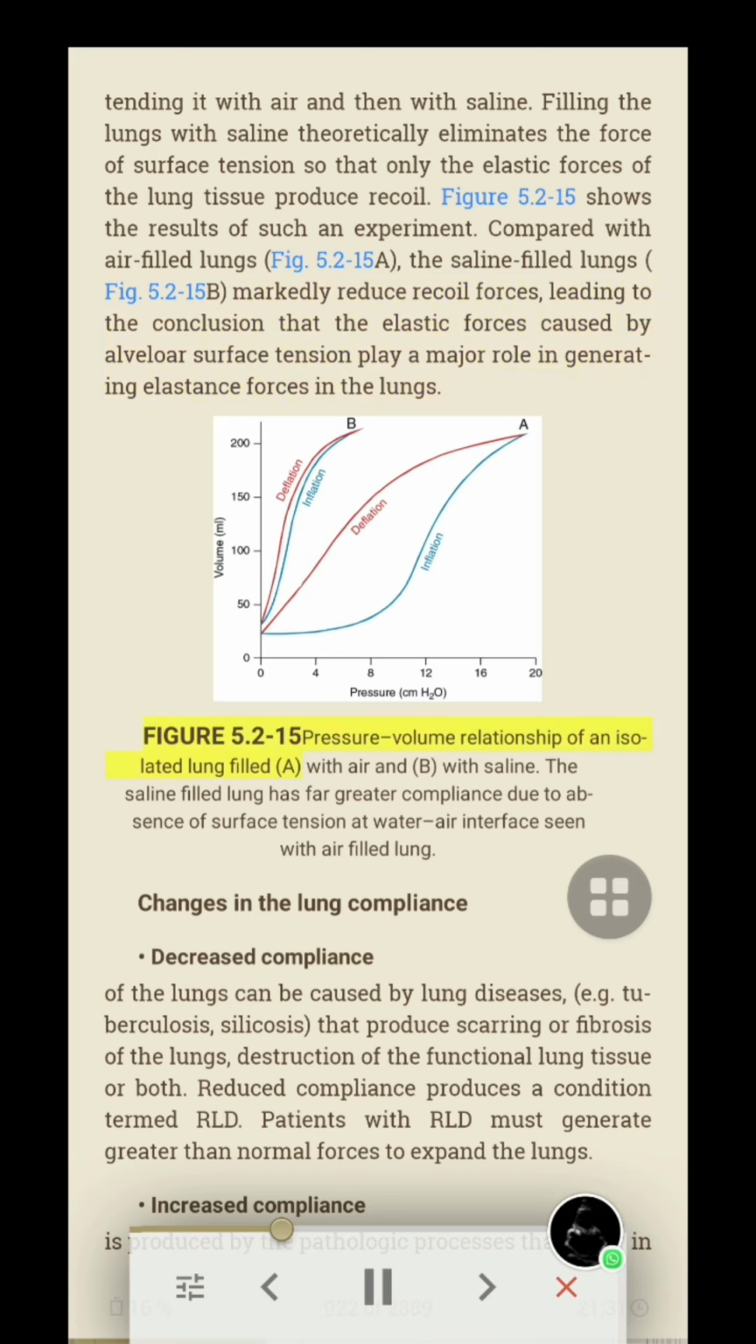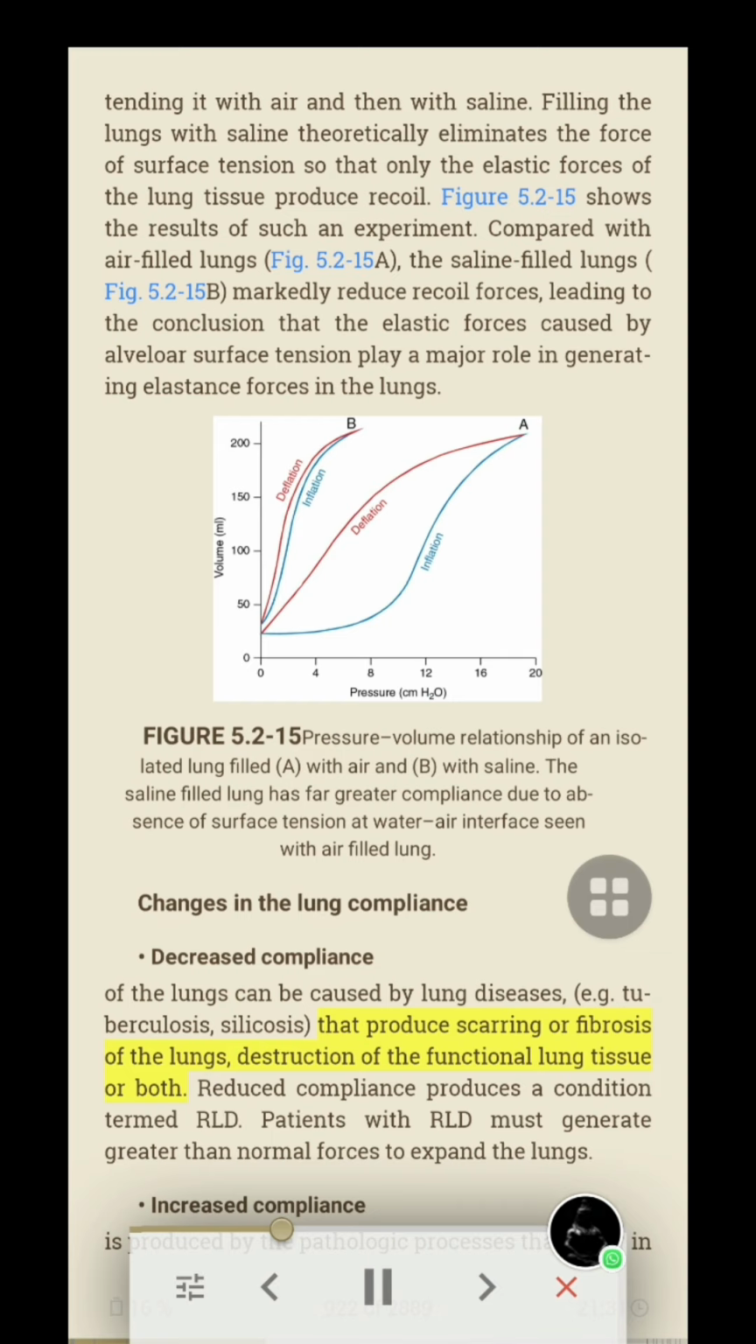Figure 5.2-15: pressure-volume relationship of an isolated lung filled A. with air and B. with saline. The saline-filled lung has far greater compliance due to absence of surface tension at the water-air interface seen with the air-filled lung. Changes in the lung compliance. Decreased compliance of the lungs can be caused by lung diseases, e.g.